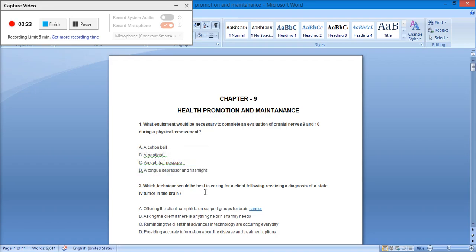Which technique would be best in caring for a client following receiving a diagnosis of a stage 4 tumor in the brain? A. Offering the client pamphlets on support groups for brain cancer. B. Asking the client if there is anything he or his family needs. C. Reminding the client that advances in technology are occurring every day. D. Providing accurate information about the disease and treatment options. Correct answer is D. Providing accurate information about the disease and treatment options.